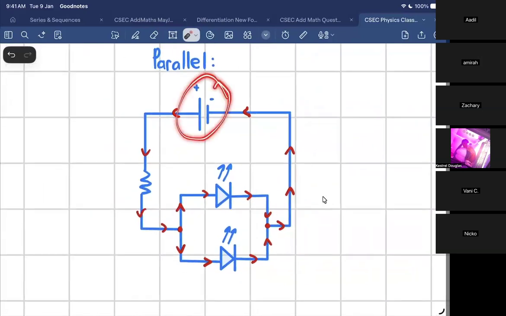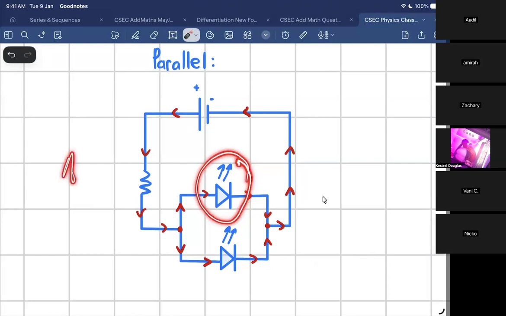Again, what's the name of this? A battery. What's the name of this? A resistor. What's the name of this? Ammeter. The ammeter is the thing with the A. What's this? Oh, there's the LED, right.